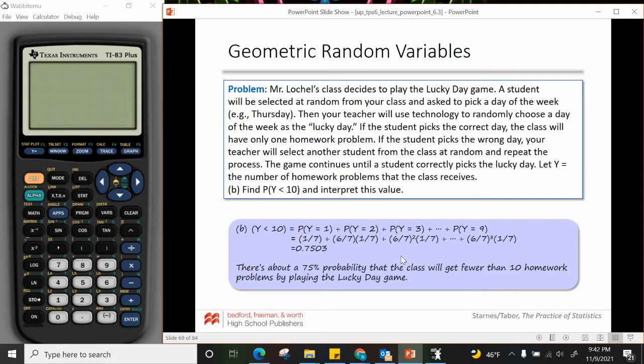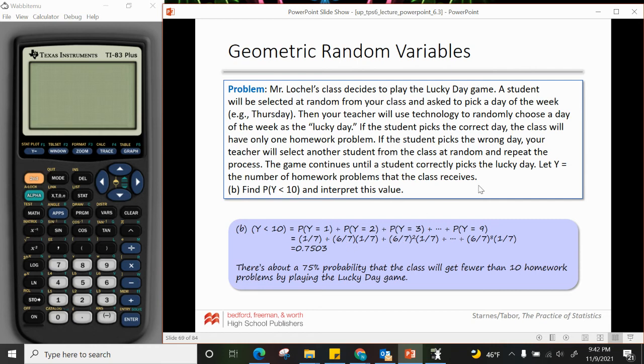So part B now. Find the probability that you get fewer than 10 homework problems and interpret this value. That means that you got it before 10. The problem here is that it could happen on the first person, or the second, or the third, or the fourth, or the fifth, or the sixth, or the seventh, or the eighth, or the ninth. And that could be a lot of calculations, right? The probability that it happens on the first one would be 1/7. The probability of having it on the second would be, hey, the first person got it wrong, which is 6 out of 7, times the second person getting it right.